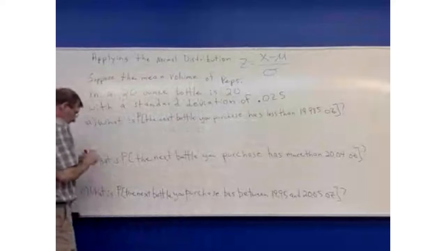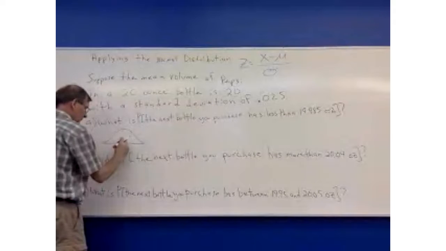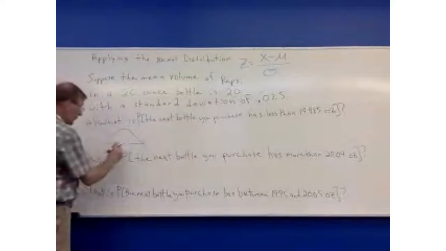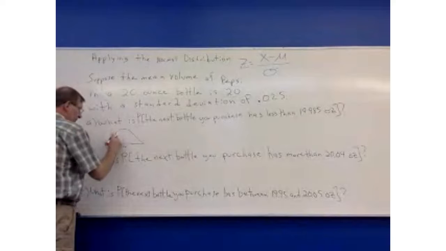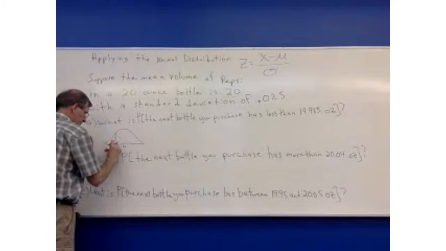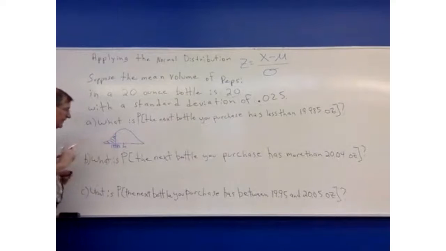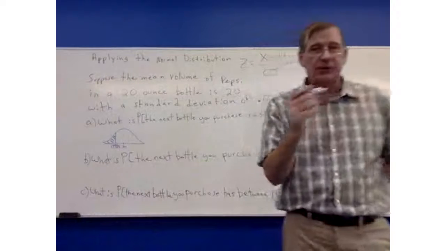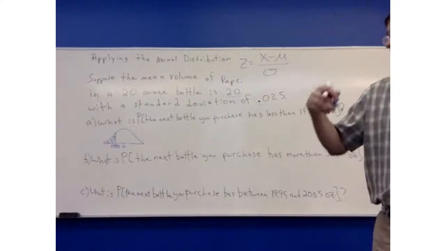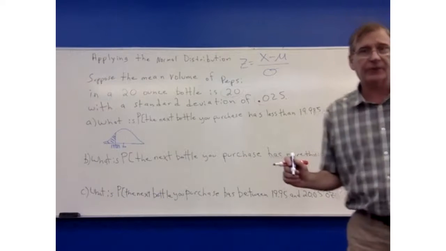So I'm going to draw a picture. The mean is 20. 19.985 is to the left of that, and we're wanting less than that. So we shade in the area to the left of that. That's the area of interest that we're going to deal with.